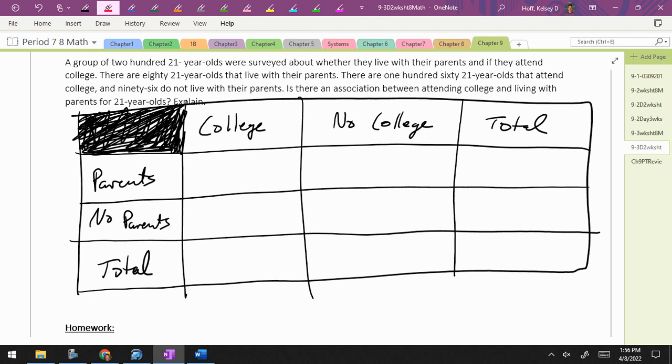What do we got for numbers? Nolan. Probably 200. Very good. 200 people were surveyed. 96 go to college and not parents. Good. Oh wait, not. I heard that. College and not parents. My bad. Thank you for pointing my mistake out there.